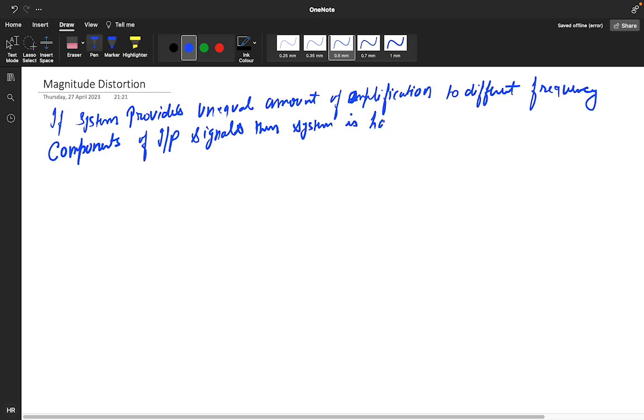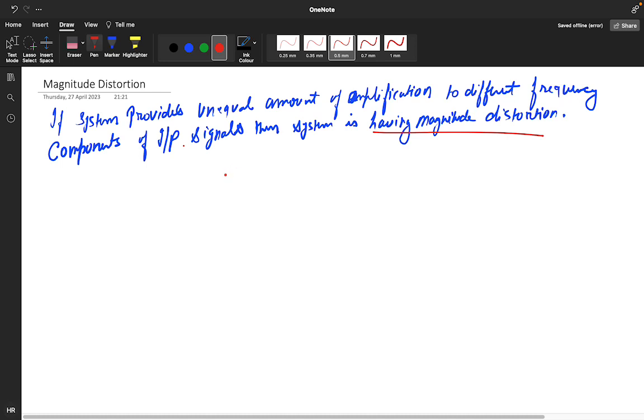Okay, so what is the meaning of the magnitude distortion? If a system provides unequal amount of amplification to different frequency components of an input signal, then the signal will have a magnitude distortion.